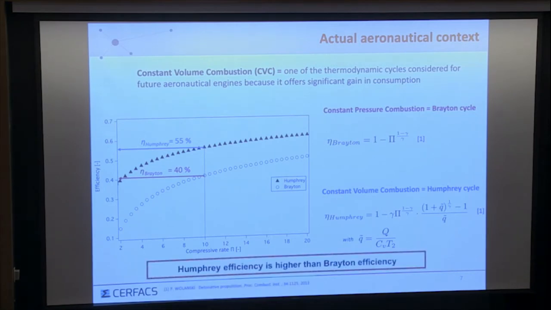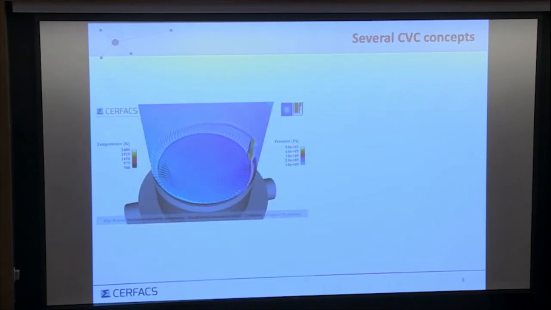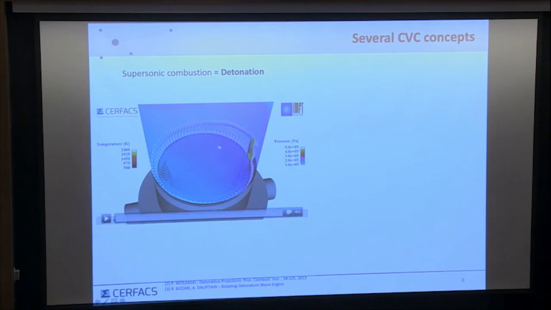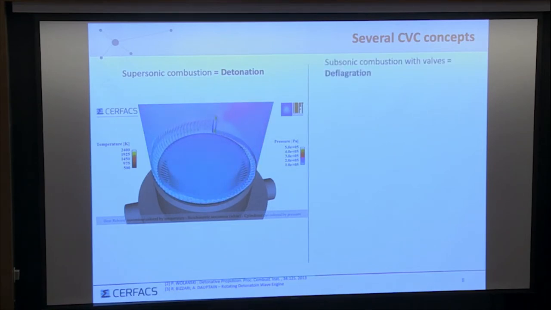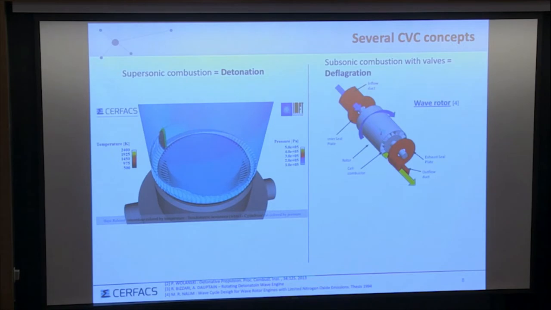Now, how do you do that? Well, one way to do it is to use rotating detonation. I've shown you this movie already. The problem of rotating detonation is that it's a little bit radical. You need to change a lot of things to be able to operate an engine like this in the real world. People are looking at it, but it's complicated. So the other solution is to use the same thing you have in an engine with valves.